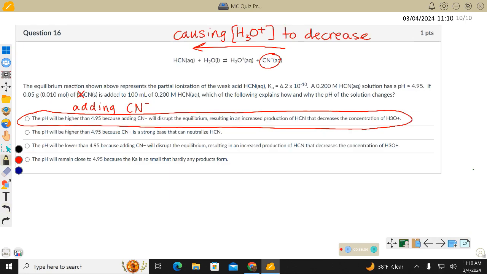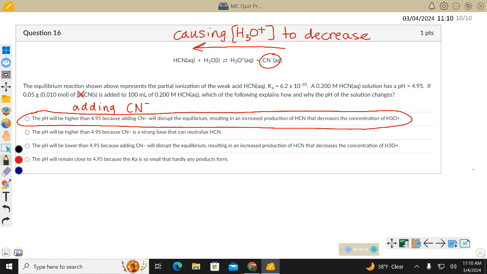And finally, 16. Some acid-base Le Chatelier. This is getting pretty sophisticated, but you got this. You can do this. The equilibrium reaction shown above represents the partial ionization of that weak acid. The Ka is super tiny, so it's not going forward by much. A 0.2 molar solution has a pH just around 5. If 0.05 grams of sodium cyanide are added to that solution, which of the following explains how and why the pH would change? Okay, so we're going to add some sodium cyanide.